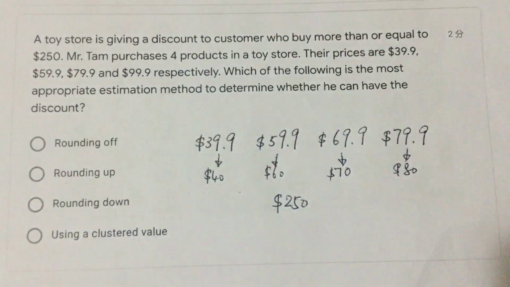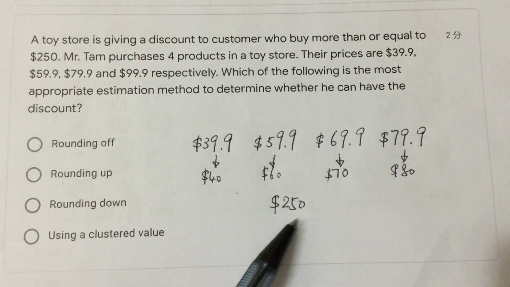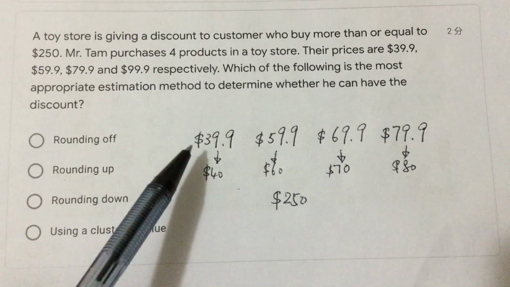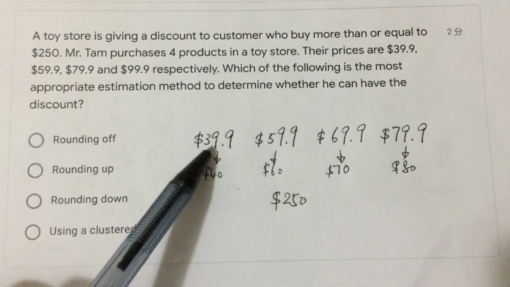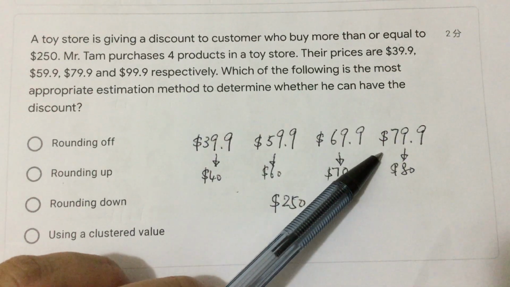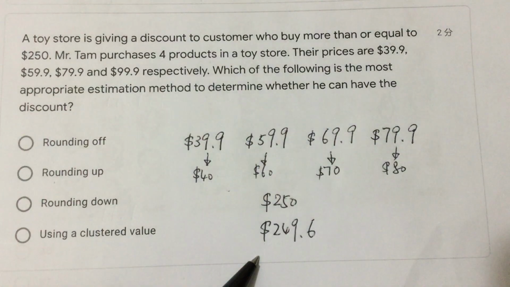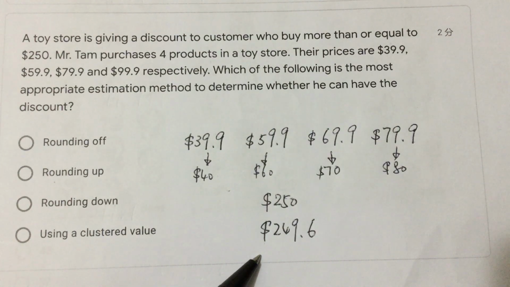But for round off and round up, I think I can draw the conclusion that Mr. Tan will have the discount. But I'm sorry about that. In the real world, if you put it in the cashier, that means after you count the real price, you will see the real price is $249.6. That means it's not enough. So Mr. Tan will never get a discount.